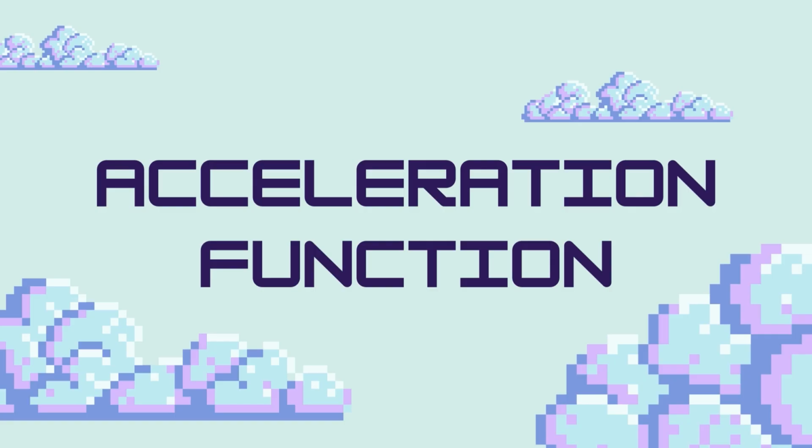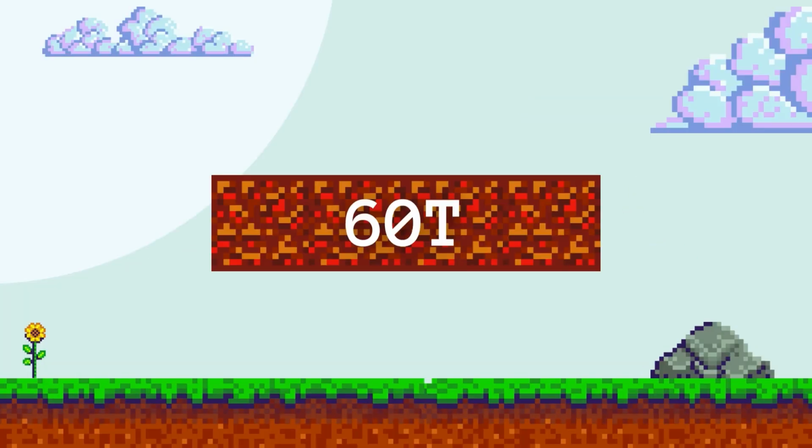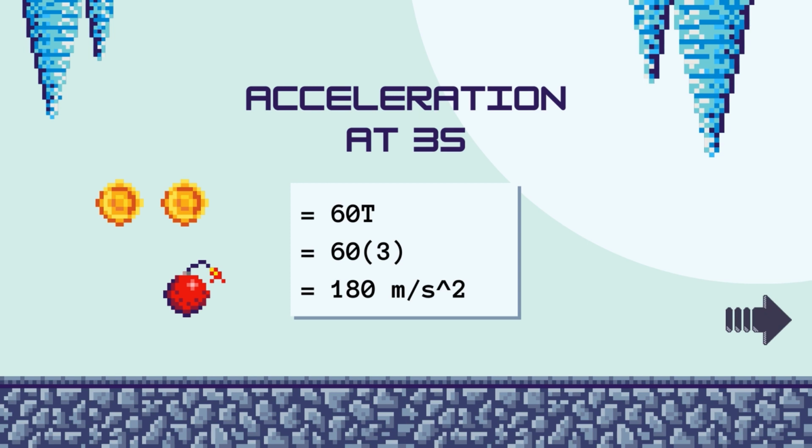Secondly, we need to find the acceleration function. To find the function, we have to find the derivative of the velocity function. To do this, we use the power rule once again, just like the first equation, and this should give us this equation. We insert the value once again and get 180 meters per second squared.